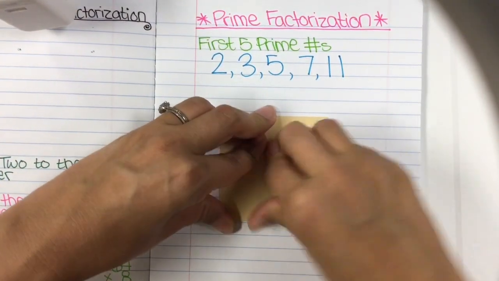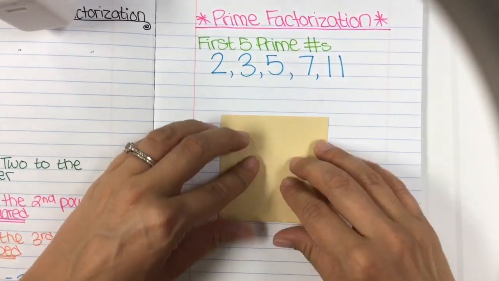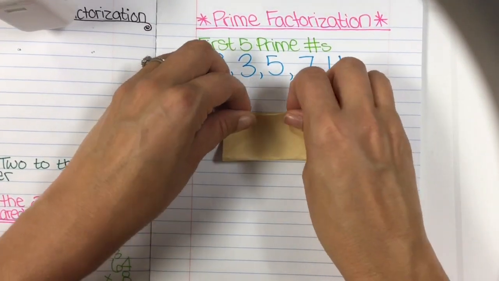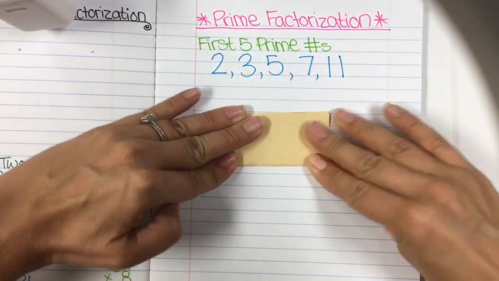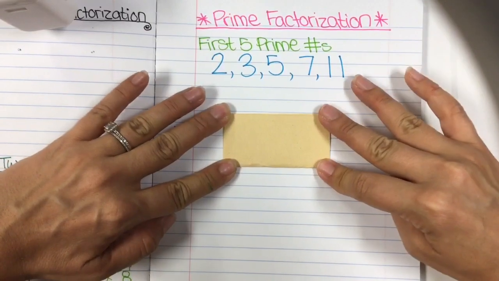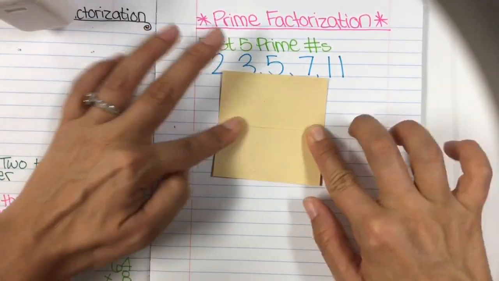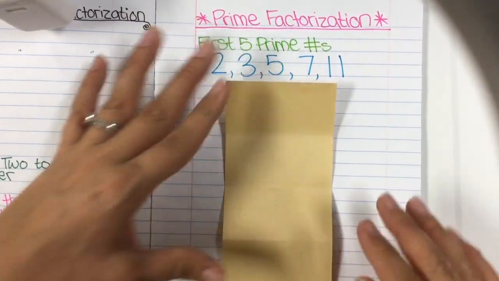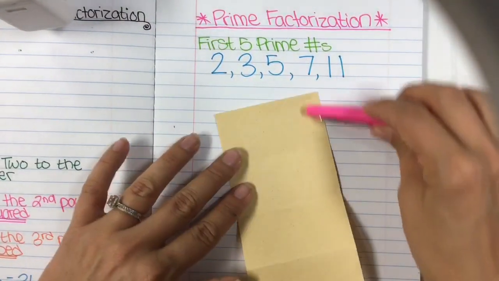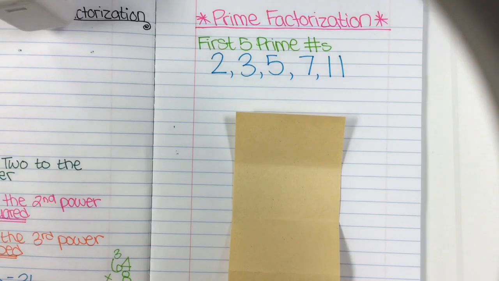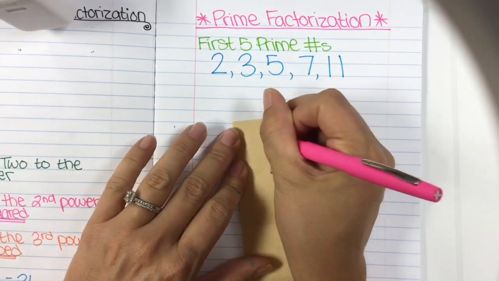We're actually gonna do fourths, just like we did on the last one, and I'm gonna fold it up again to create fourths. So it should end up looking about like this when you're done with it, and then go ahead and open that up. I'm going to open it up all the way, but in the first section, which you should have 4 of, I want you to write the number 36.